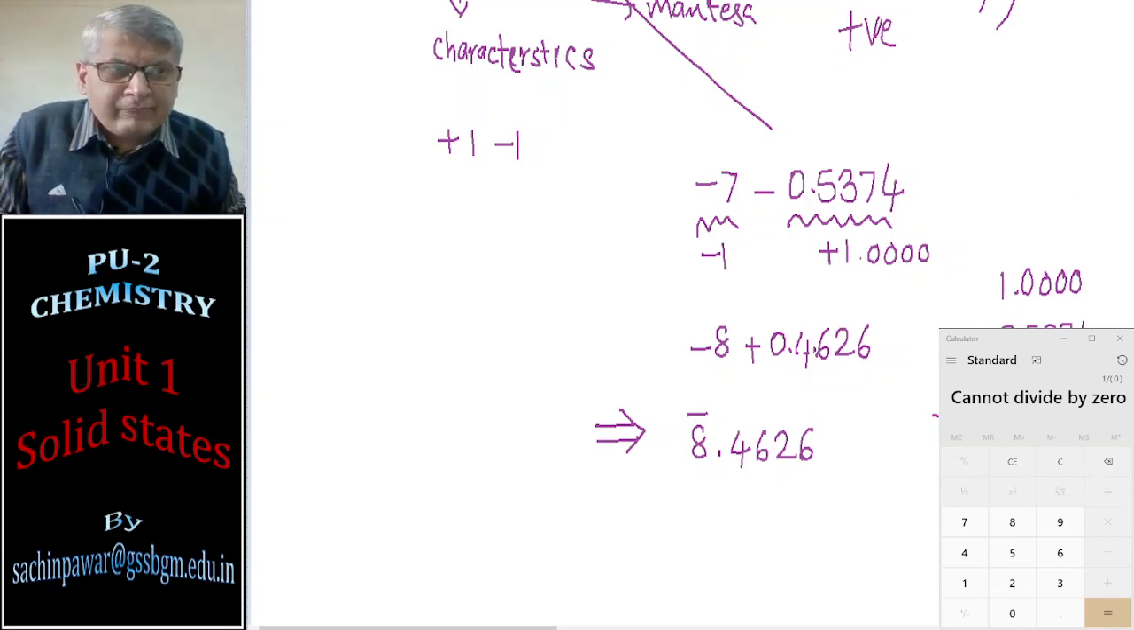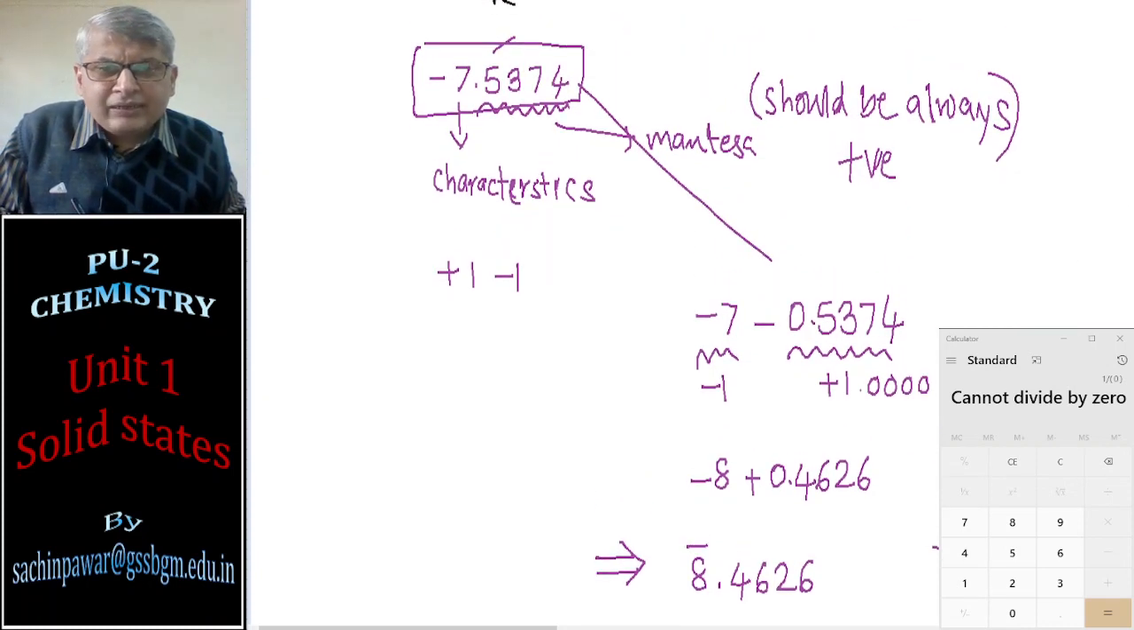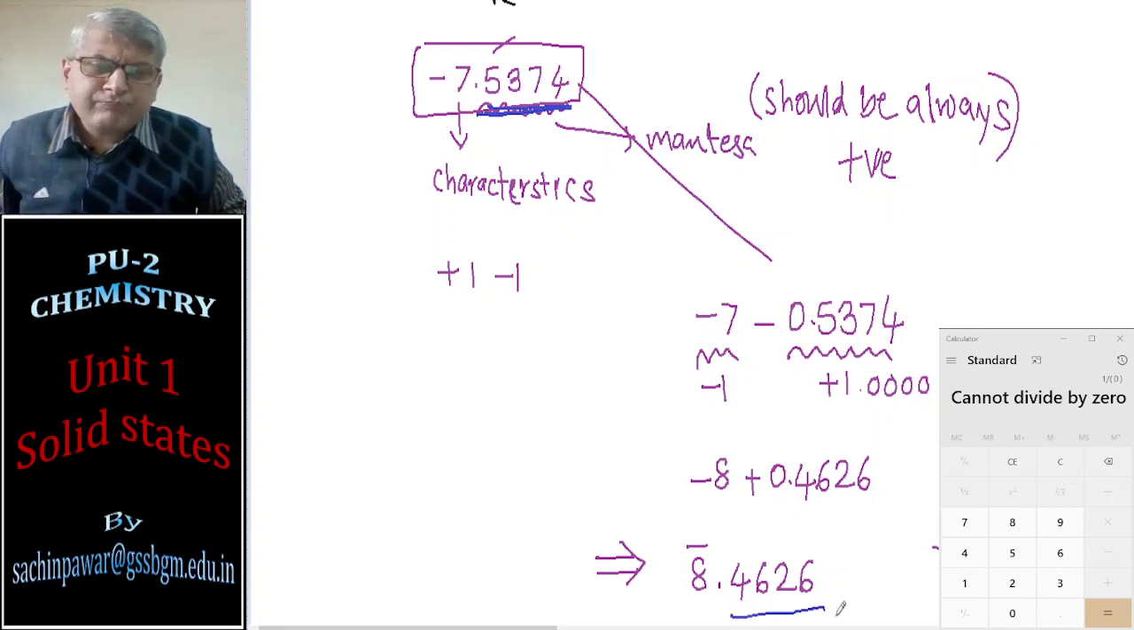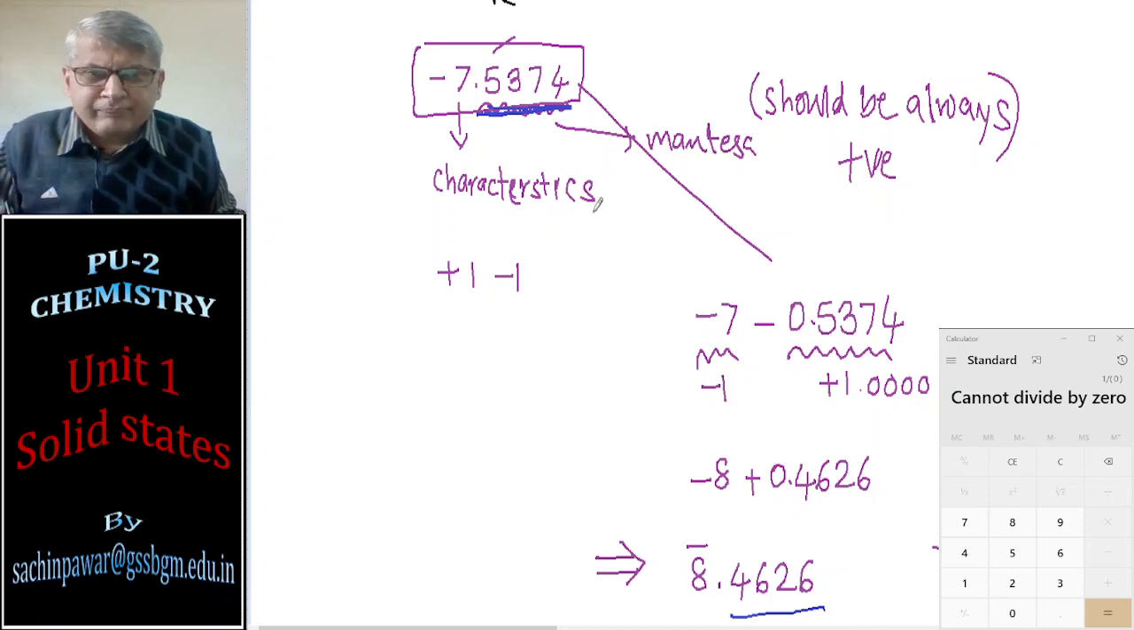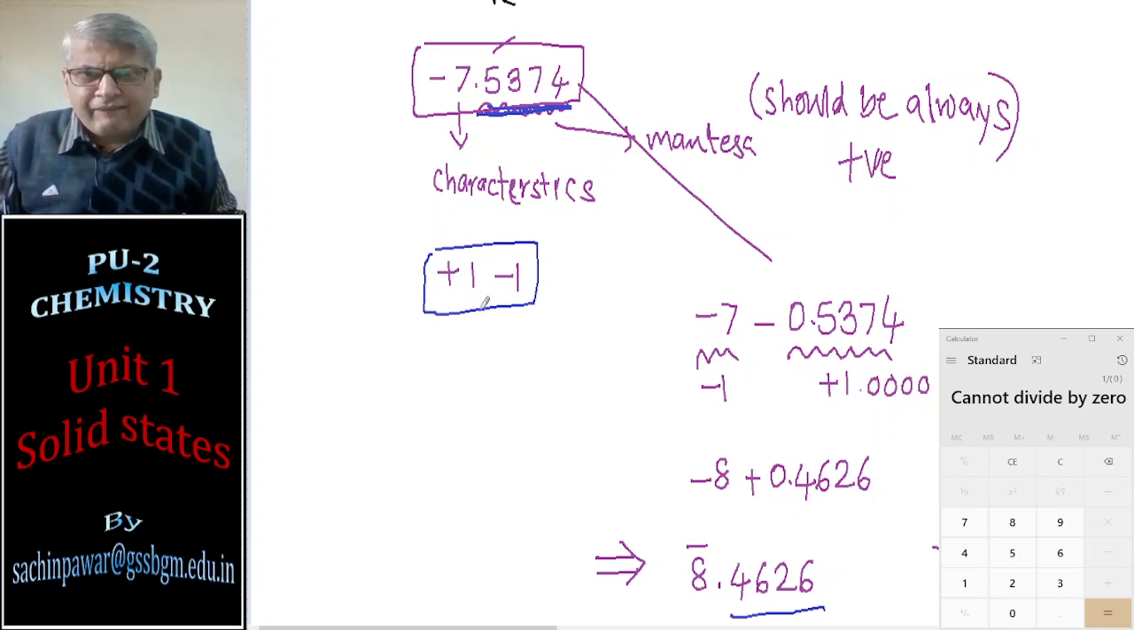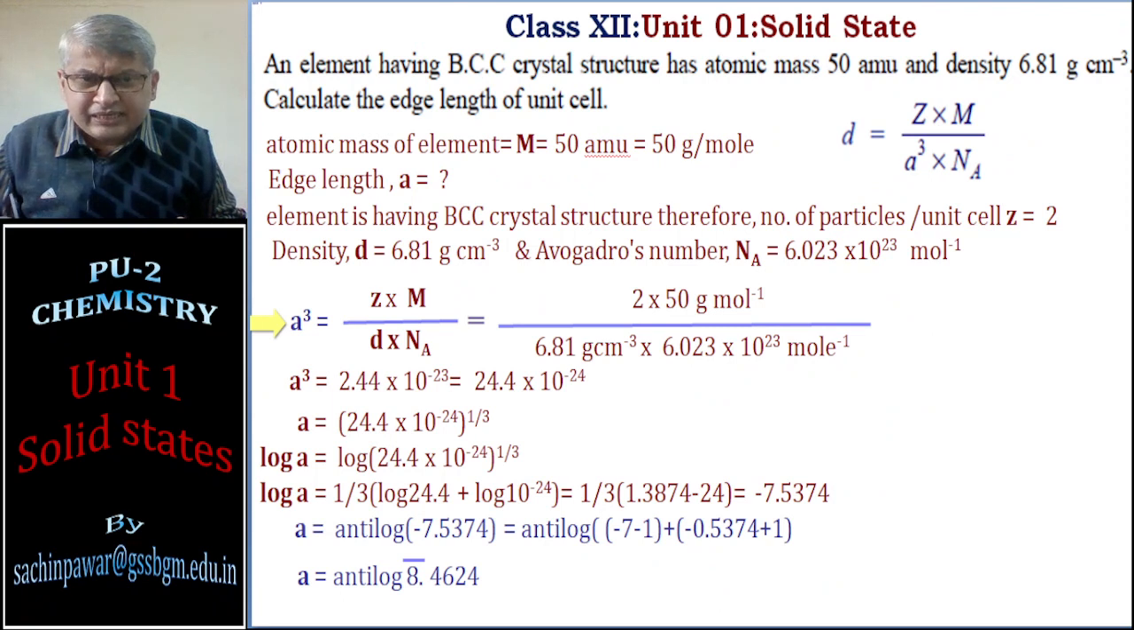I hope this point is clear. How to make the mantissa positive for taking the antilog, I have explained. So here the mantissa minus 0.5374 is converted into plus 0.4626 by a simple method of using mathematics that you have learnt in your physics practicals of logarithmic studies. So here I have added plus 1 and minus 1, and that is what I have done here also. Just see, the same thing is done here.